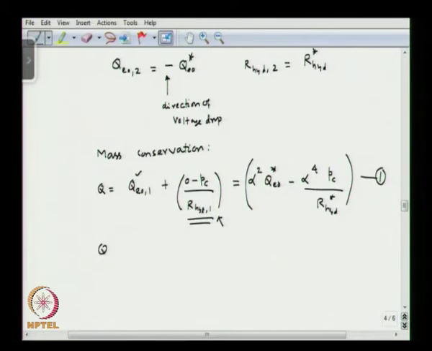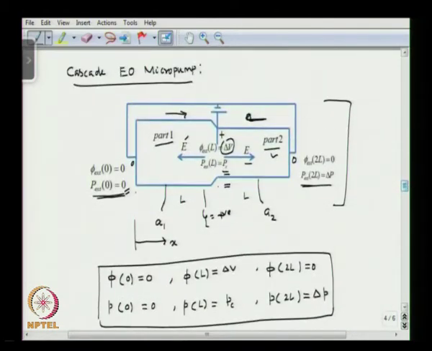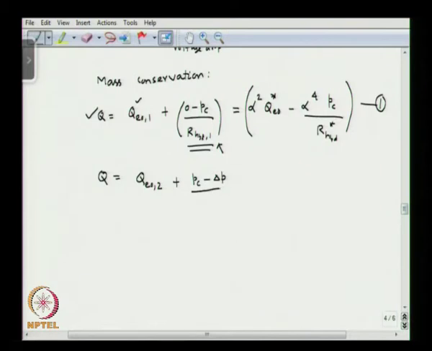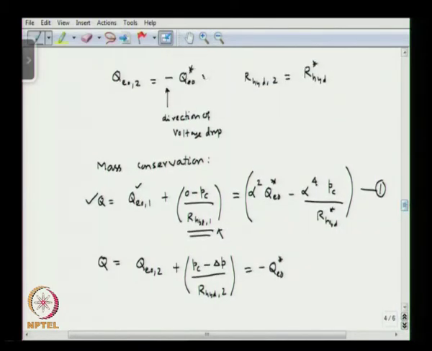Now, the equation 2 you can write for the channel 2, which is Q equal to Q_EO2 plus (PC minus delta P). So, this flow rate is what is coming from the left to the intersection of the channel, what is coming from here till this point, and then for the channel part 2 what we see, it has to be same as what is coming from here to there. Okay. So, if we calculate that, it comes (PC minus delta P) divided by R hydraulic 2, and which becomes minus Q_EO star, which we see here, plus (PC minus delta P) divided by R hydraulic star. Okay. So, this becomes our second equation.